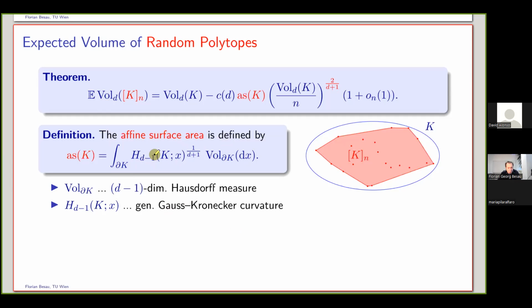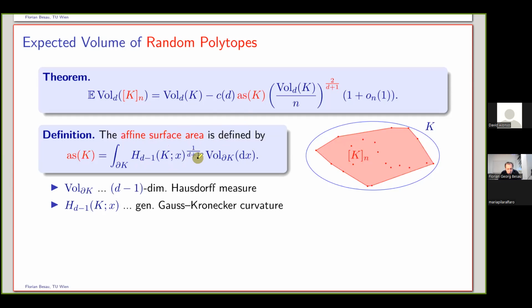Both of these quantities, the surface area measure and the Gauss-Kronecker curvature, are Euclidean notions, right? So if you apply an affine transformation, a special linear transformation, they are not preserved; they change rather drastically maybe. However, if you combine these two notions in this way, the changes cancel out and you find that this quantity in the end becomes an affine invariant. This is a very remarkable feature of this quantity.